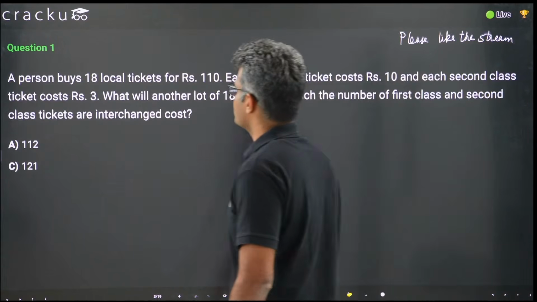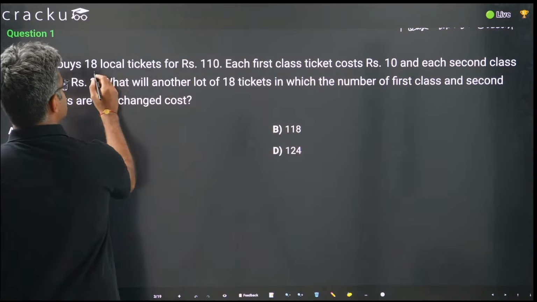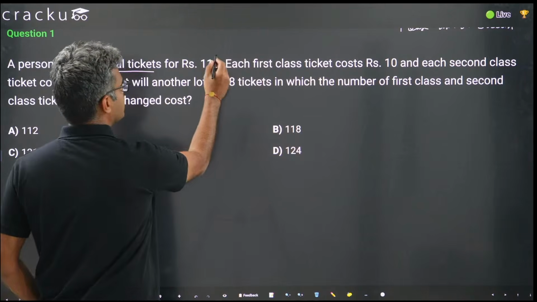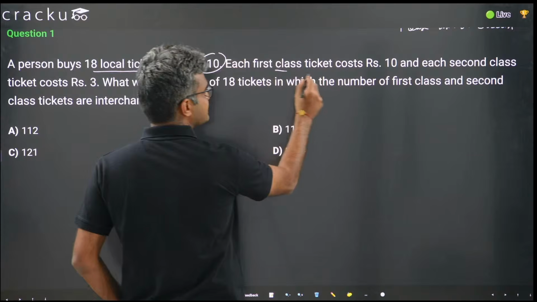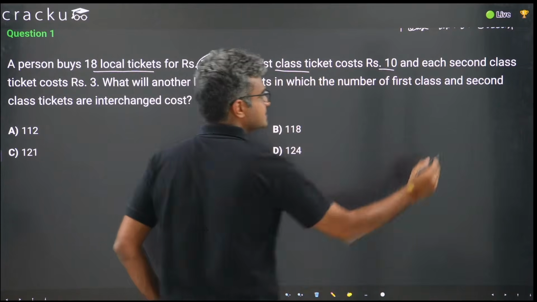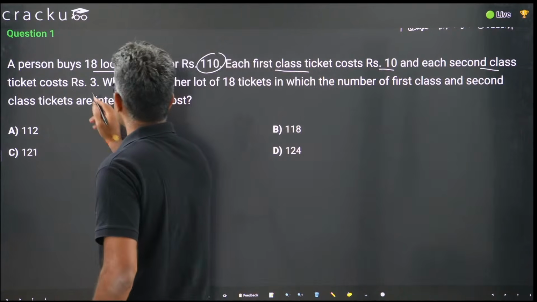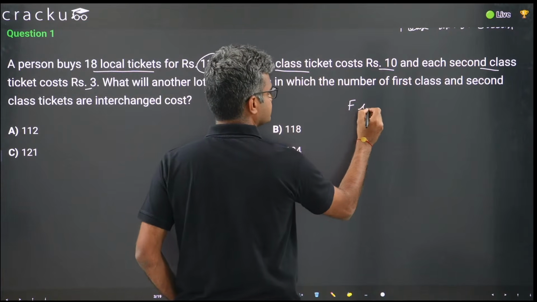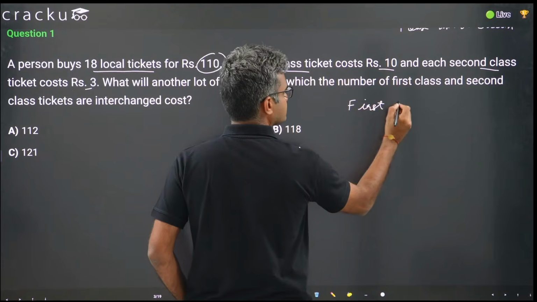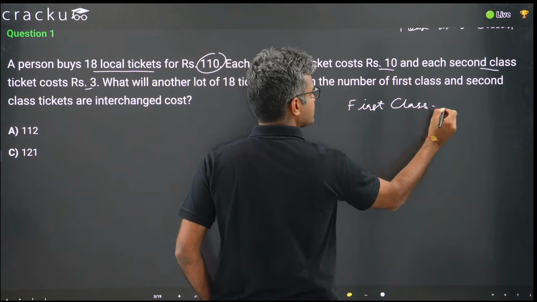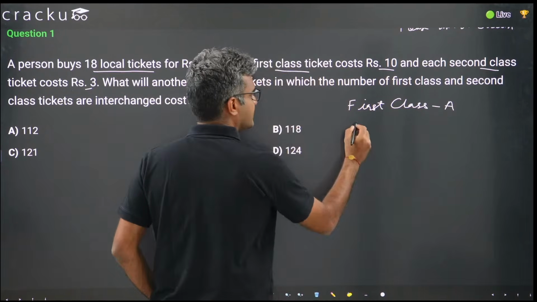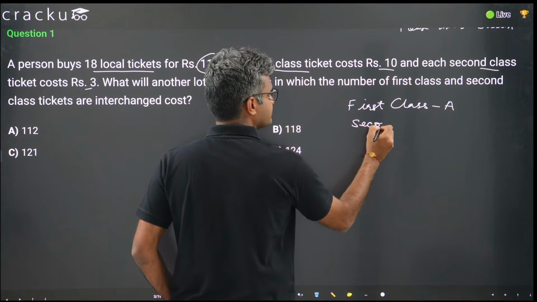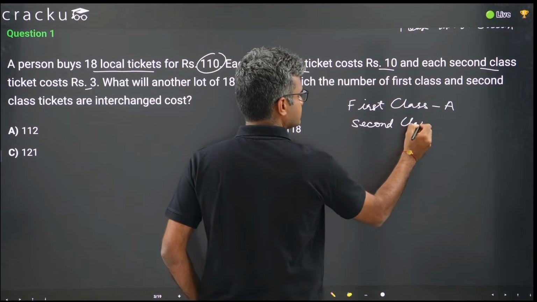And let us solve this question. In this question, there is a person who buys 18 local tickets for rupees 110. There are first class tickets which cost rupees 10 and second class tickets which cost rupees 3. Let us assume that the number of first class tickets is A and let the number of second class tickets be B.